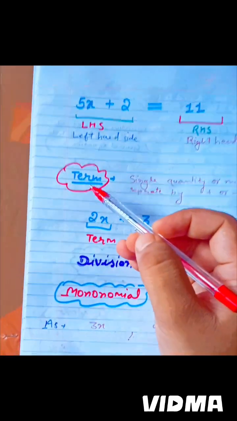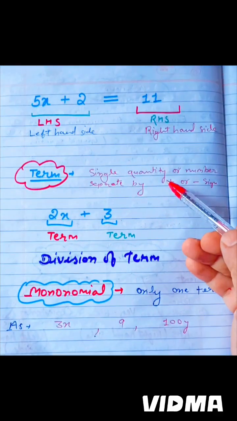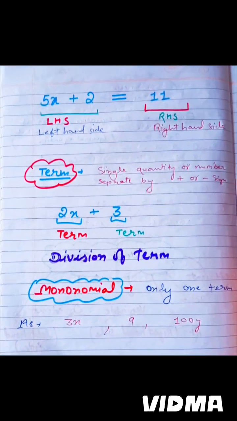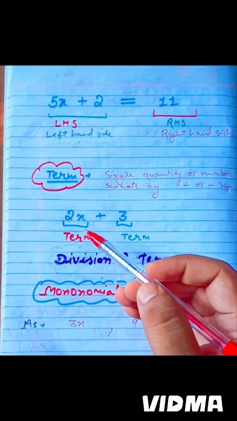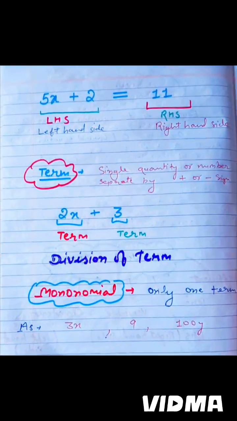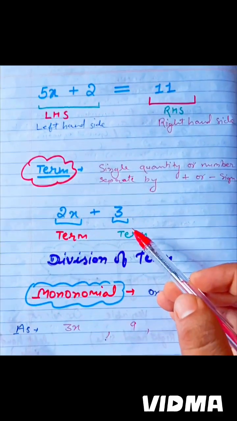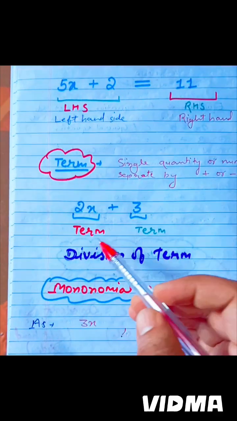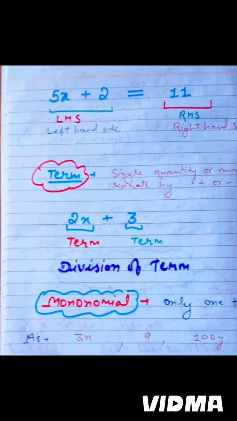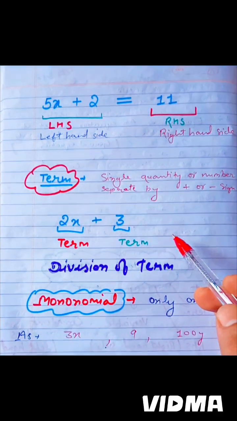The next element is term. What is a term? A term is a single quantity or number separated by plus or minus sign. It means terms are separated by signs, that is either plus or minus. Through example, that is 2x plus 3. You see there is 2x and 3 separated by plus sign. So that is term 1, that is term 2.